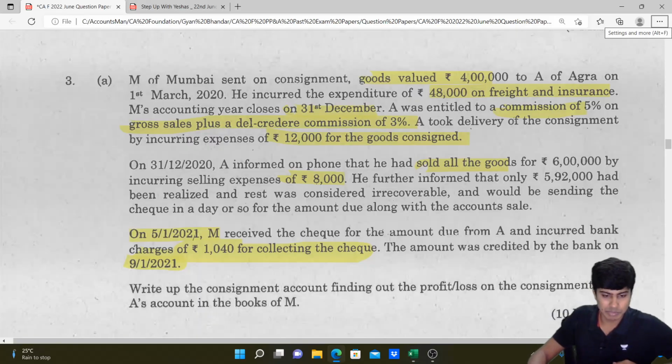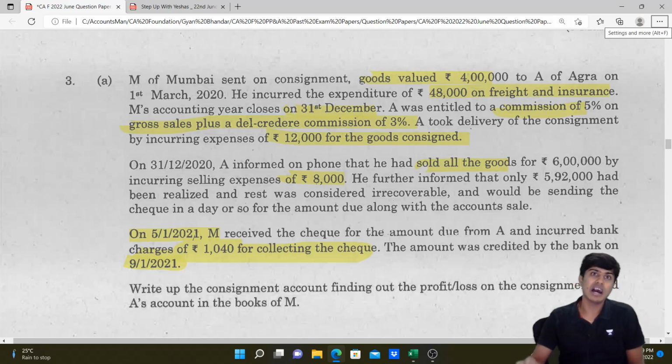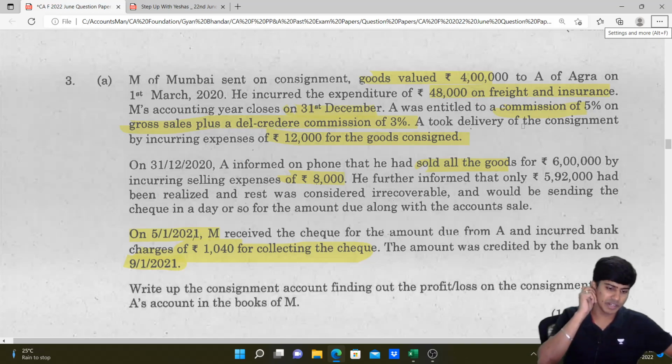Then what do we have? We have the next part coming in, which tells us that M's accounting year closes on 31st December. M is entitled to a commission of 5% plus 3% del credere commission. After we write sales, we'll write this commission. Till then we don't know. A took delivery and incurred 12,000 rupees, expense incurred by A, the consignee.